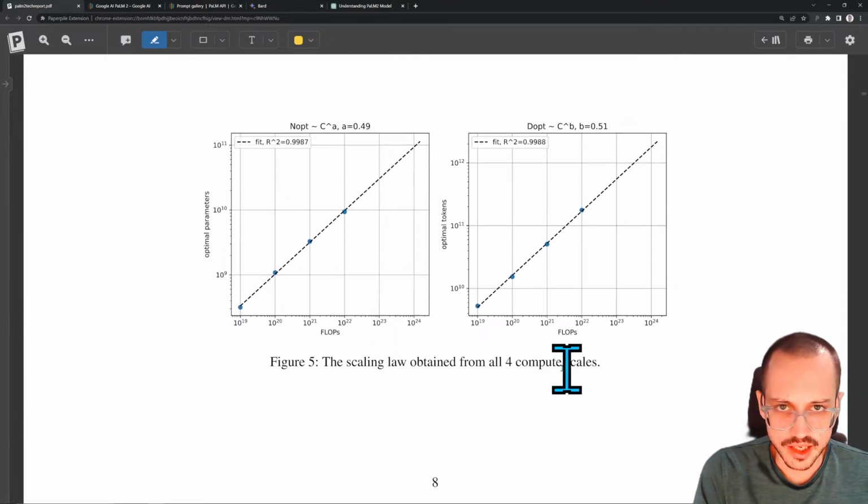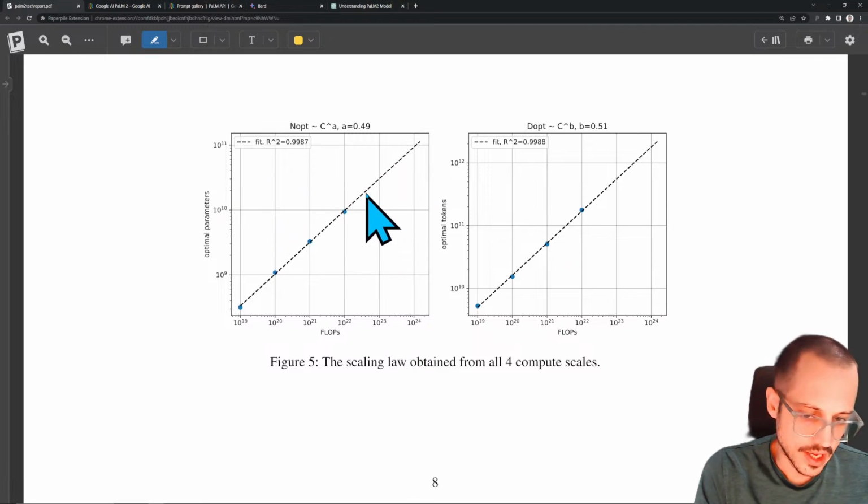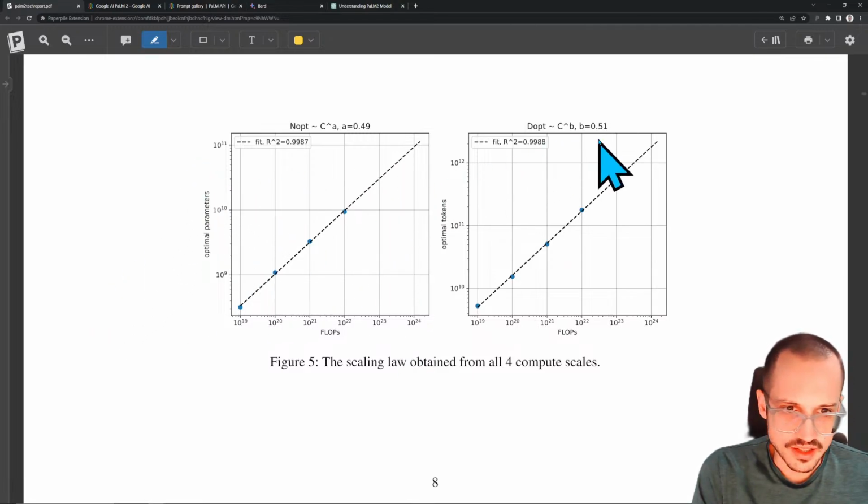Scaling laws obtained from all 10 to the 4th compute scales. And here you just have a log scale tokens, log scale flops, and what they're showing you here is that you could basically project into the future the amount of tokens you would want to train on for the amount of flops you would want to train on. But I don't know if necessarily because this is linear here, it's going to necessarily be linear there.